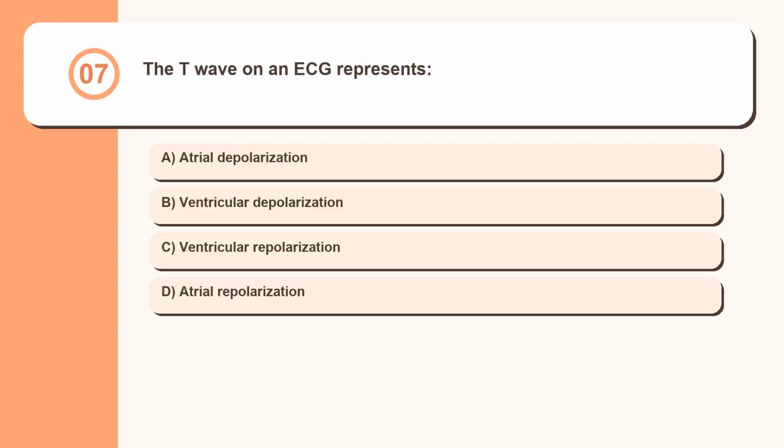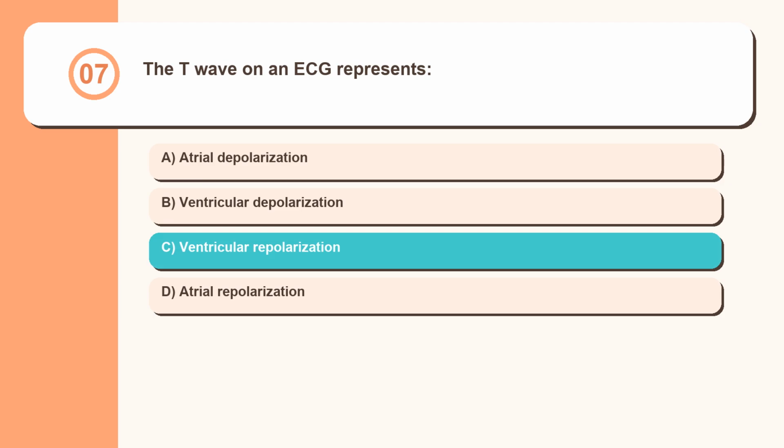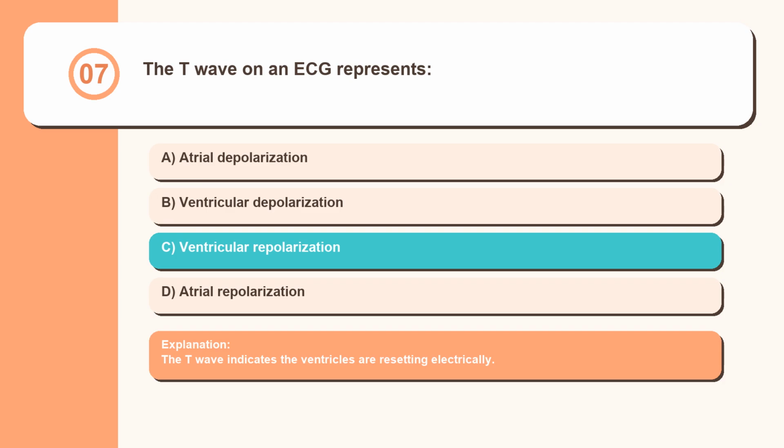Question 7. The T wave on an ECG represents atrial depolarization, ventricular depolarization, ventricular repolarization, atrial repolarization. The T wave indicates the ventricles are resetting electrically.